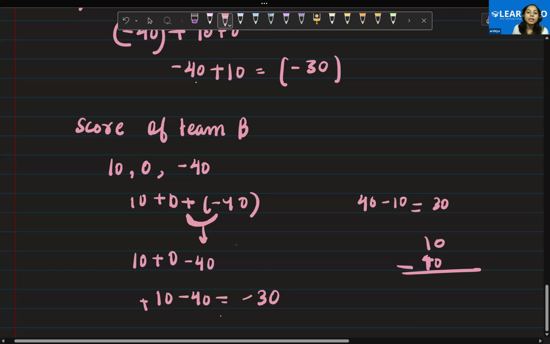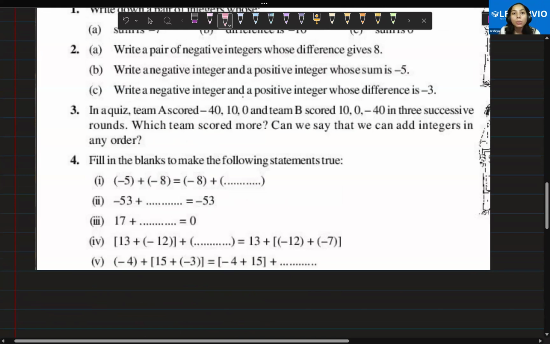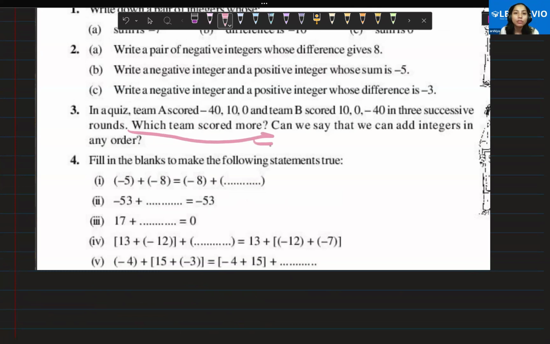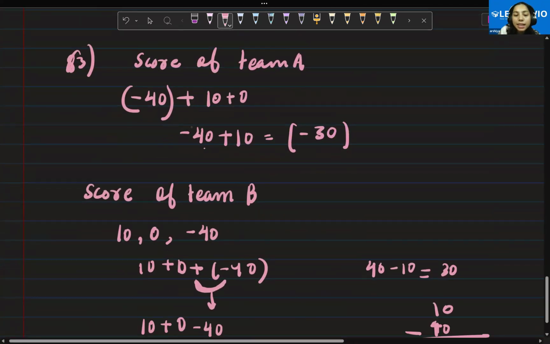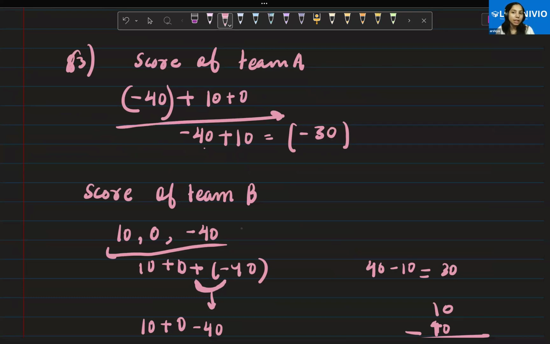So both the teams scored negative 30. There were two questions asked. First of all, which team scored more? Both the teams scored the same, negative 30. And can we add integers in any order? Because we added the same numbers first like this, then in the opposite way, yes, we can add integers in any order. Write this down. Ma'am, should we write the question? No, no need.